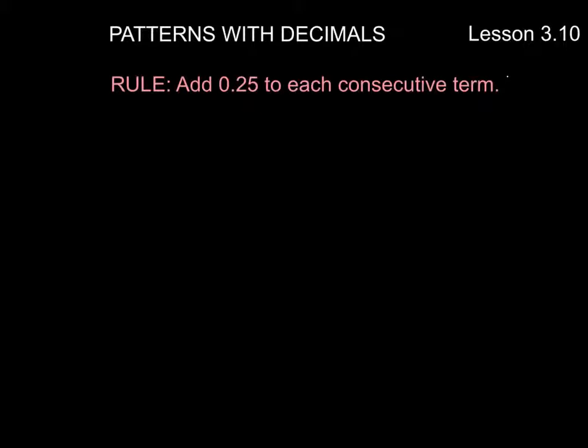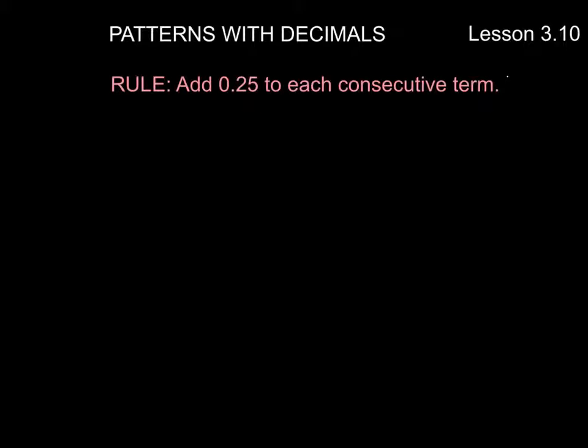25 hundredths is equal to 1/4 coin. It's an important skill for fifth graders to be able to add quarters and figure out how many quarters make up a dollar.